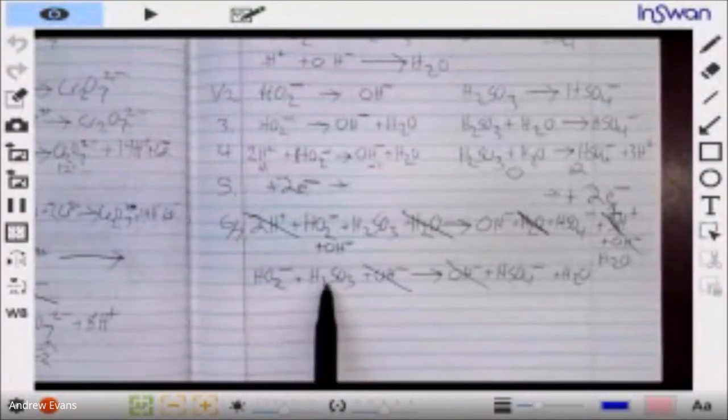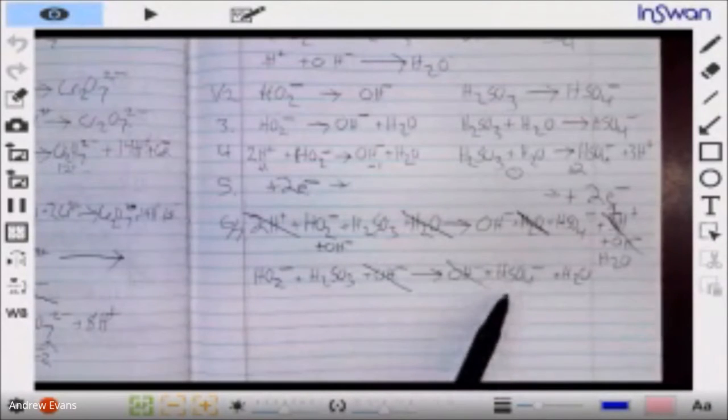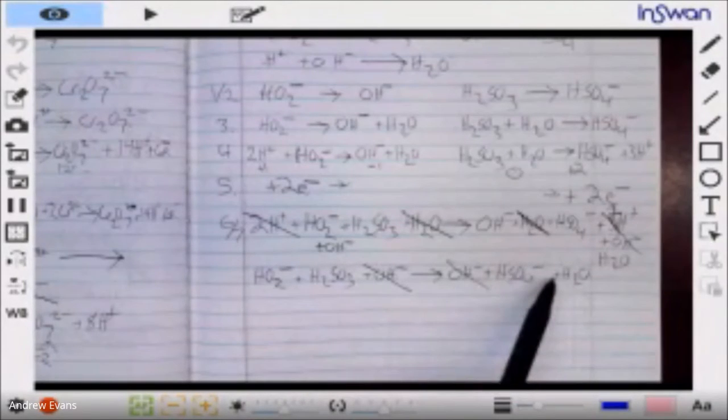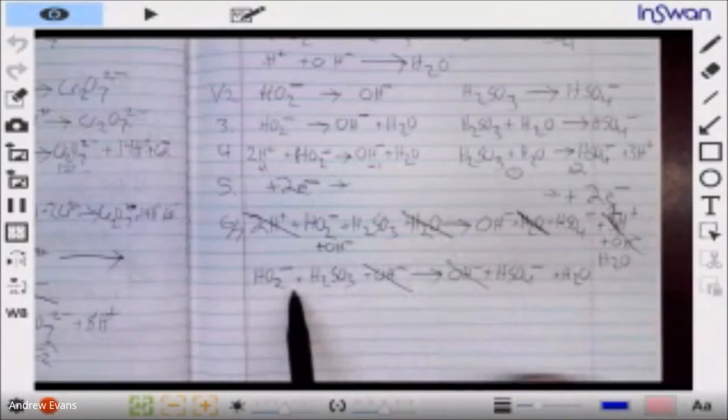1 minus, 1 minus. We have 1, 2, 3 hydrogens, 1, 2, 3 hydrogens. We have 5 oxygens. We have 1, 2, 3, 4, 5, 1s, 1s. Everything is balanced. The reaction is done.